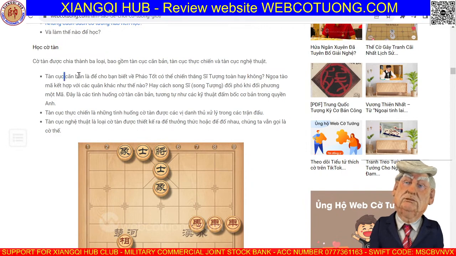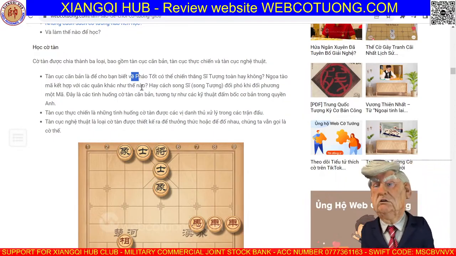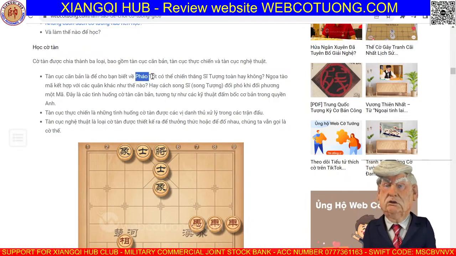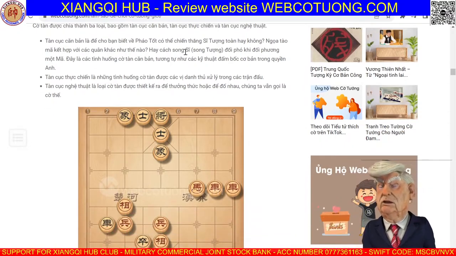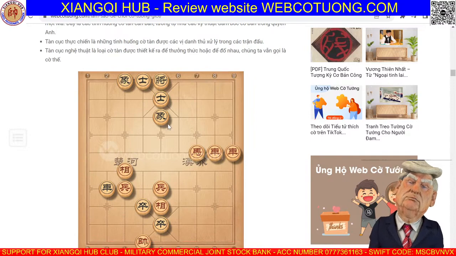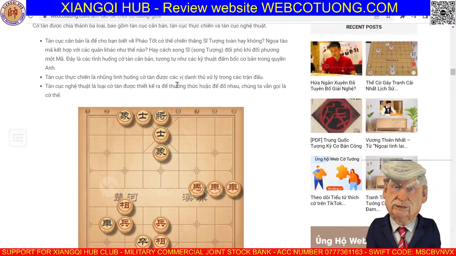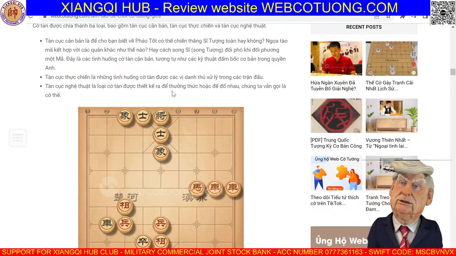Okay, for the basic end game, for example, you have to learn how, with one cannon and one soldier, to win against the commandant who has the advisors. They have two advisors and two elephants, and you have only one cannon and one soldier. How do you win that? So they call it the basic end game.